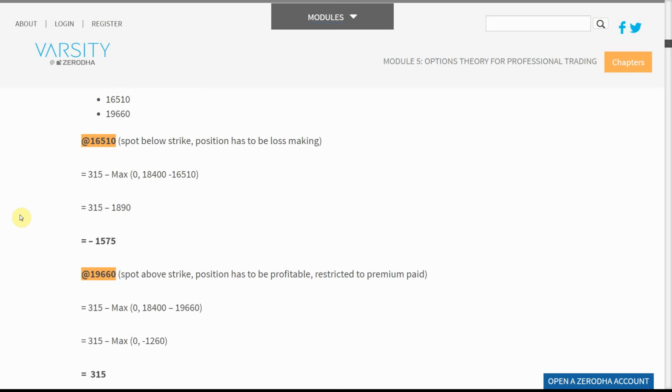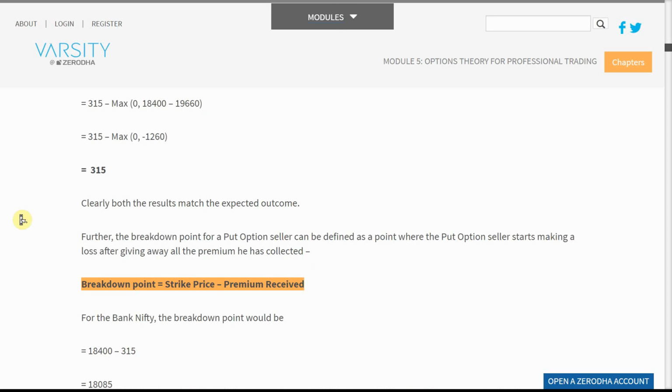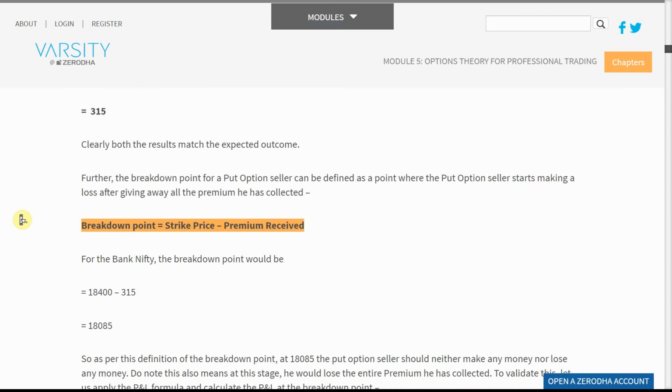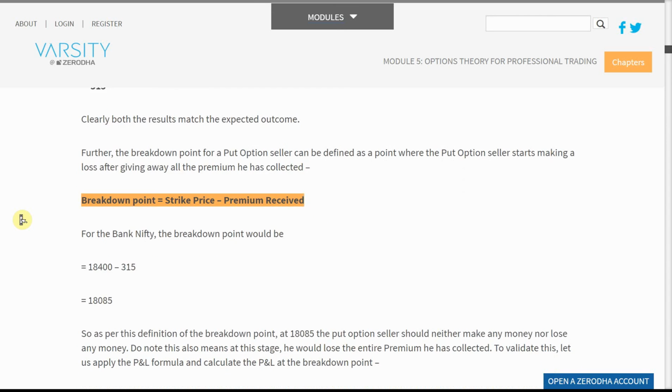Further, the breakdown point for a put option seller can be defined as a point where the put option seller starts making a loss after giving away all the premium he has collected. Breakdown point equals strike price minus premium received. For the Bank Nifty, the breakdown point would be 18400 minus 315 equals 18,085.